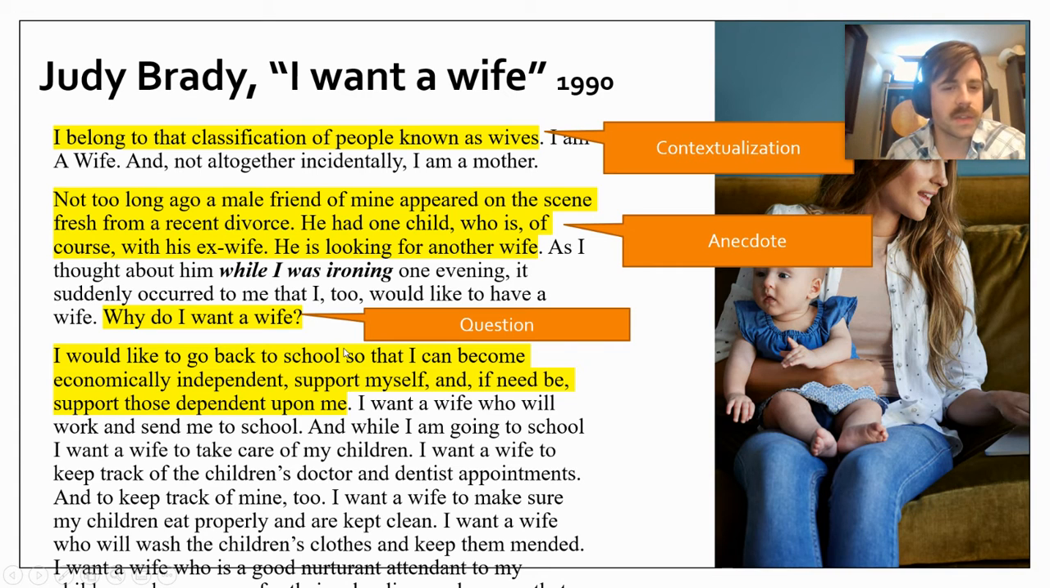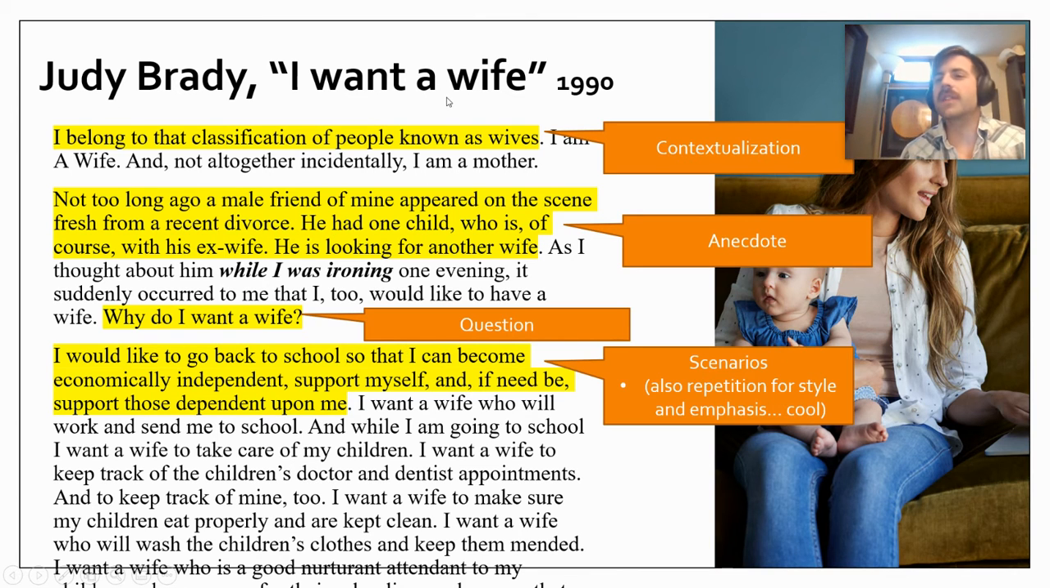So I would like to go back to school so I can become economically independent, support myself, and if need be, support those dependent upon me. I want a wife who will work and send me to school. I want a wife who will take care of the children. And I want a wife to keep track of the children's doctor's appointments, right? She gives all these different scenarios in this really cool, repetitive style, right?